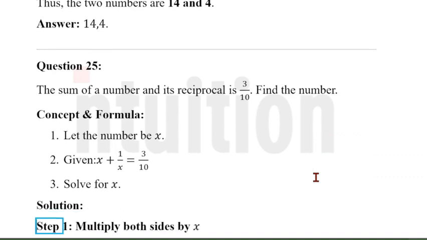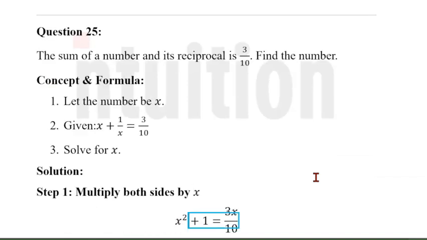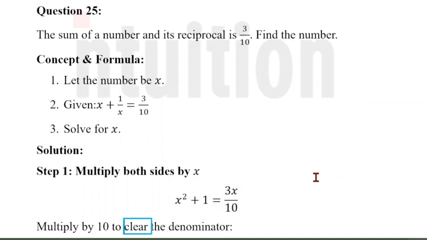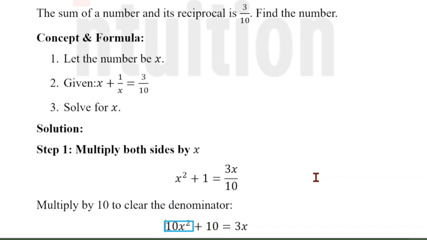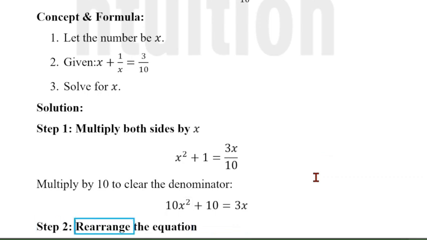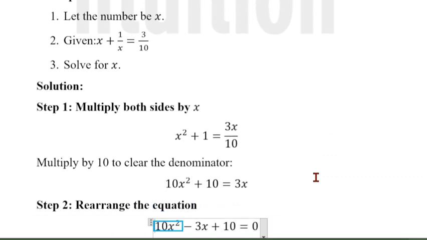Solution. Step 1. Multiply both sides by x. x squared plus 1 equals 3x over 10. Multiply by 10 to clear the denominator. 10x squared plus 10 equals 3x. Step 2. Rearrange the equation. 10x squared minus 3x plus 10 equals 0.